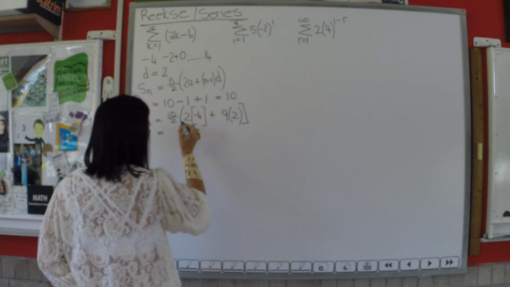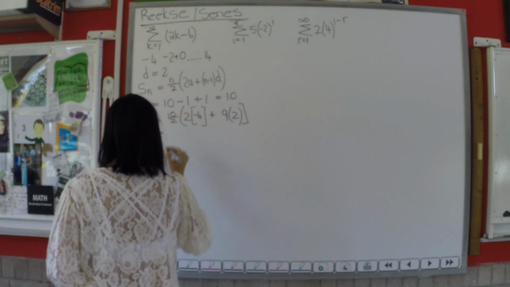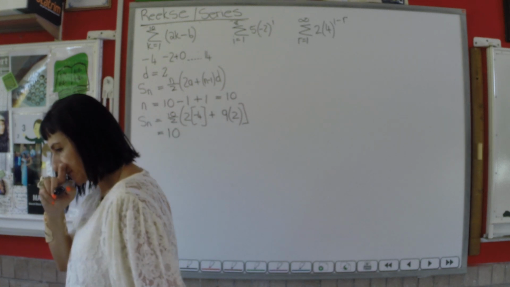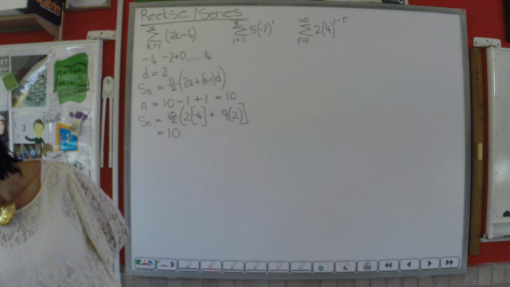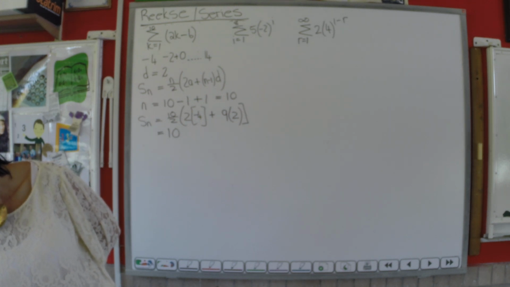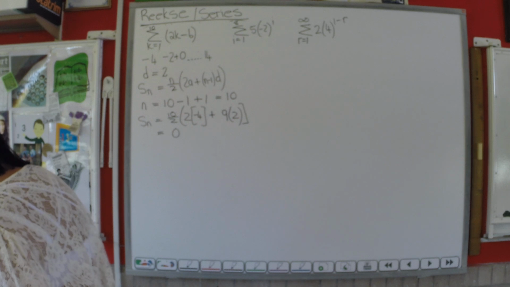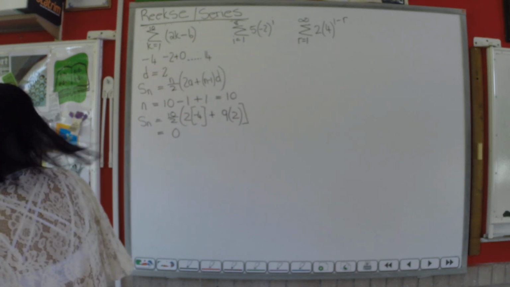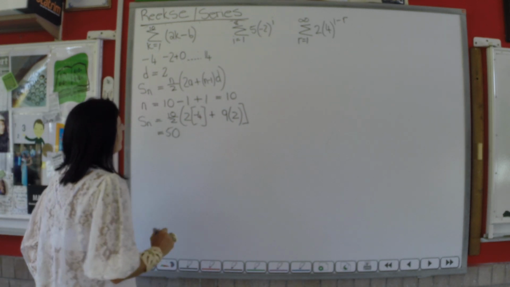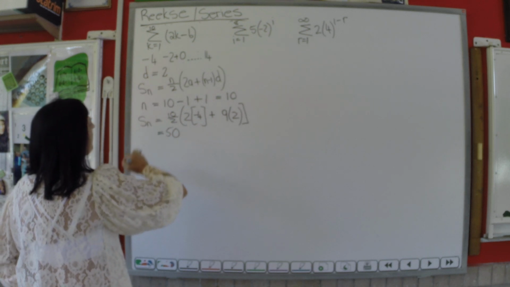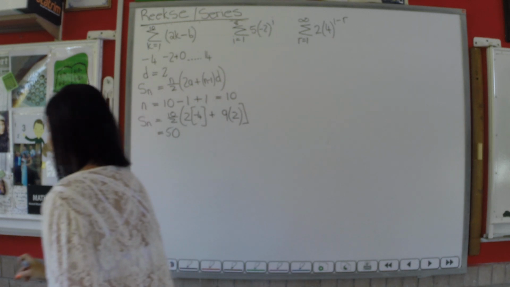So nou kan ek doodgewoon sê, minus 8 plus 18 geef my 10, 10 gedeeld deur 2 maal 10. Die som van die eerste 10 terme is gelyk aan 50. Sum of is gonna be 50. So dit is hoe ek dan die som van met 'n sigma notasie uitgewerk het. Kom ons gaan kyk na die tweede een.